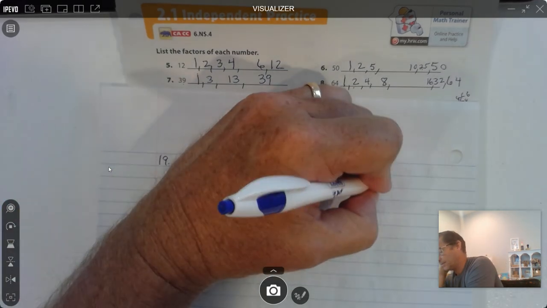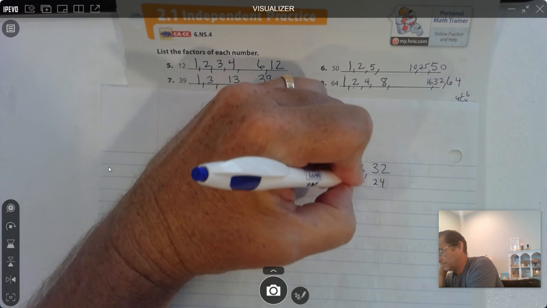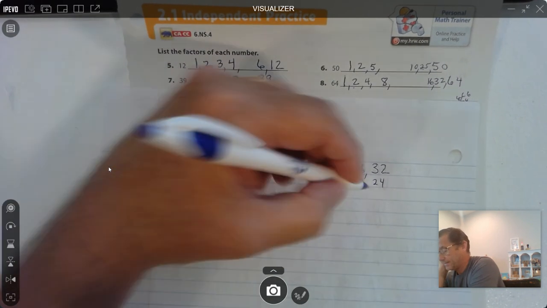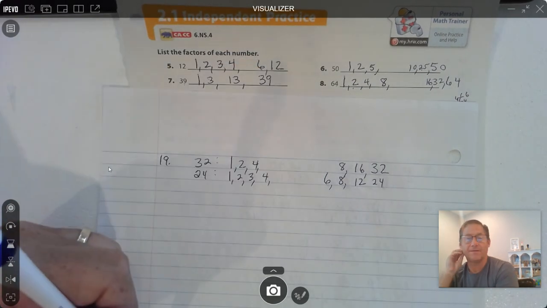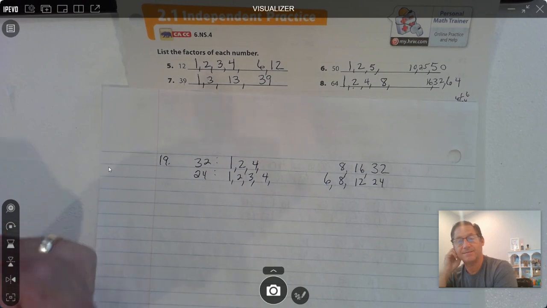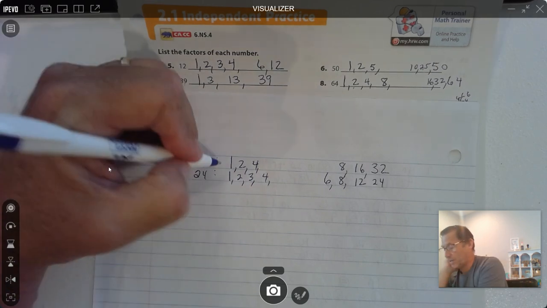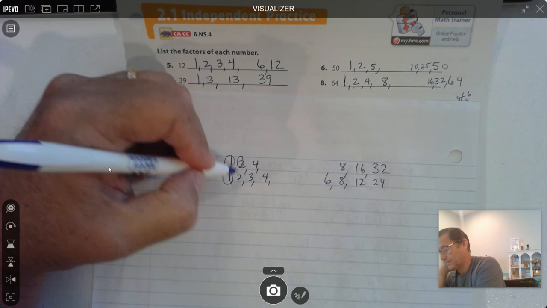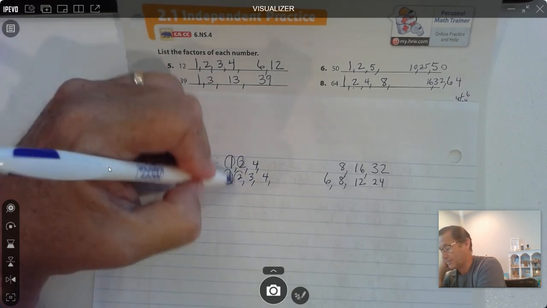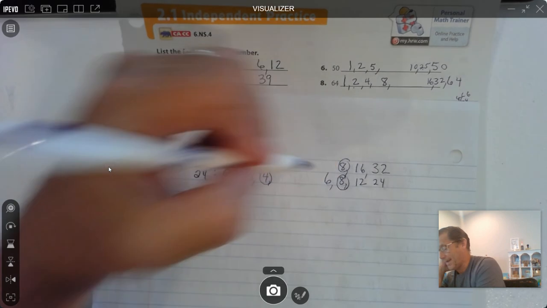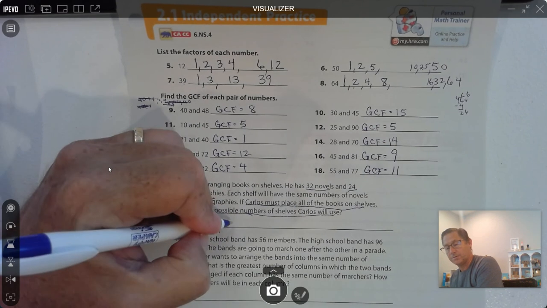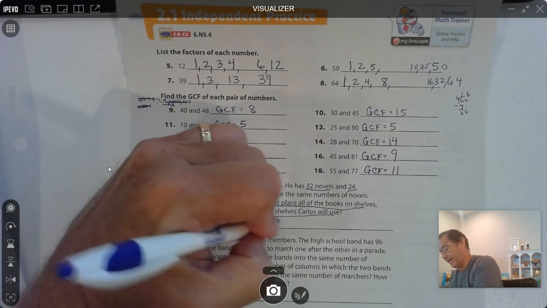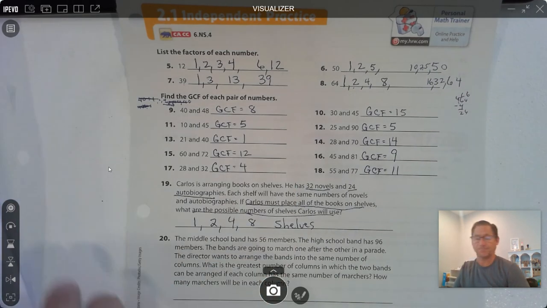24: 1 and 24. 2 and 12. 3 and 8. 4 and 6. 5 is not. We already know 6 is. 7 is not. 8 we already know is a factor of 24, and 9 is not. Common factors of 32 and 24 are 1, 2, 4, 8. So we could have 1 shelf, 2, 4, or 8 shelves.